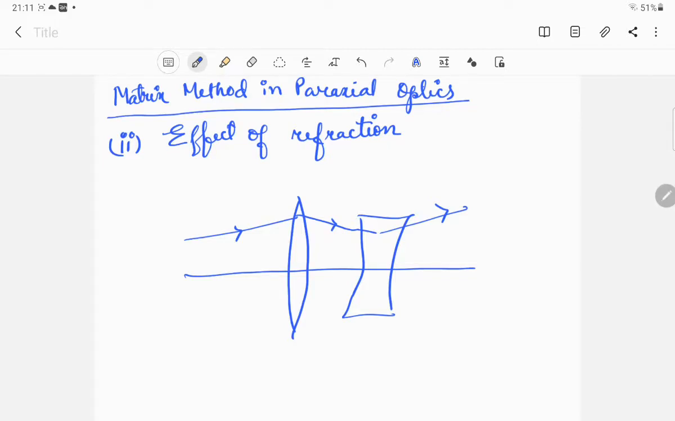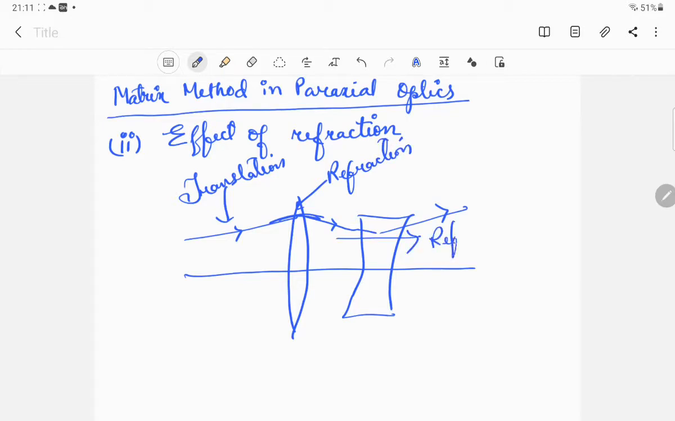One operation is called translation, which we have already discussed in the last video. And whenever there is a change in the medium, that is called refraction. Similarly, whatever happens here, that is called refraction. So today we will be discussing how to represent refraction using the matrix method.